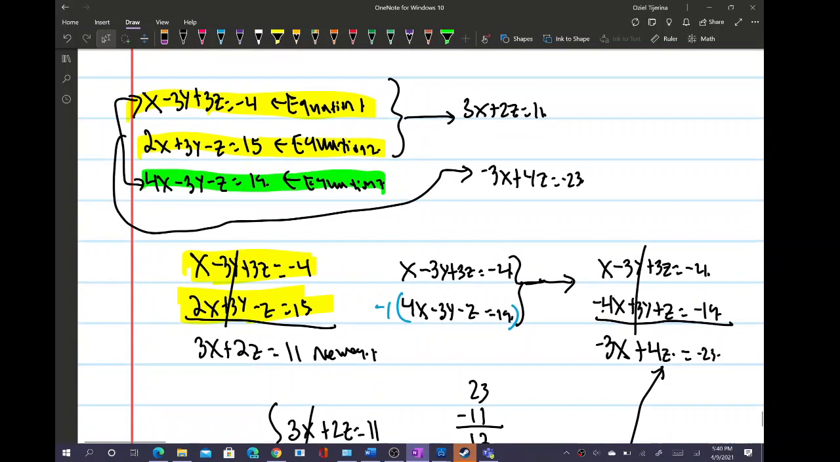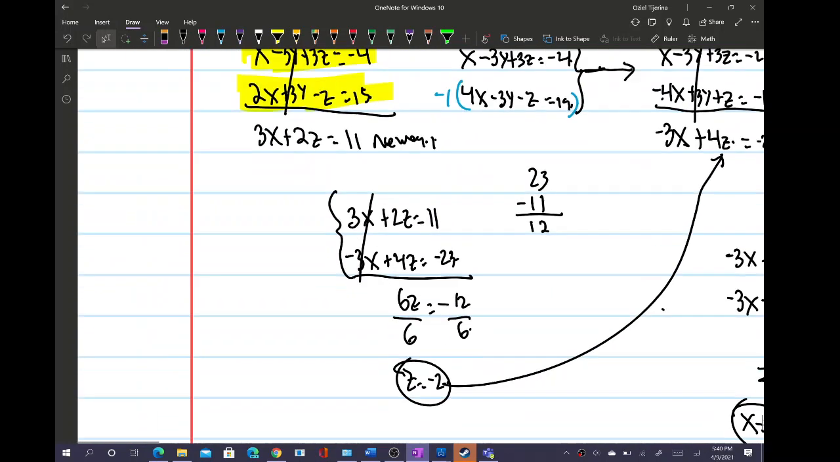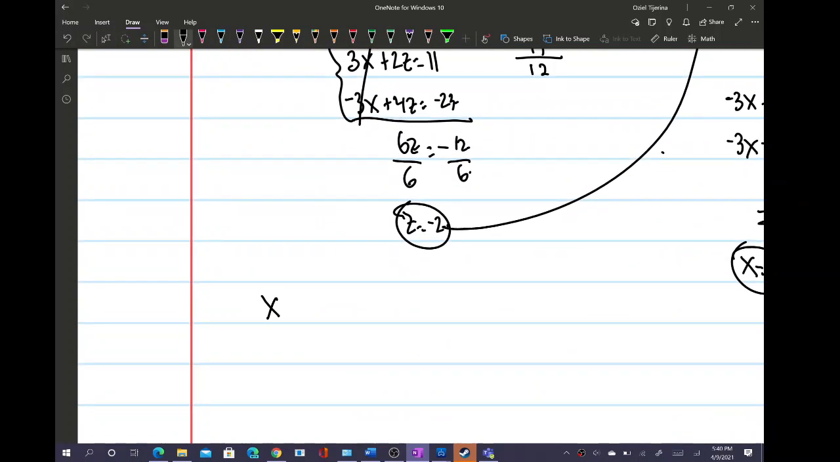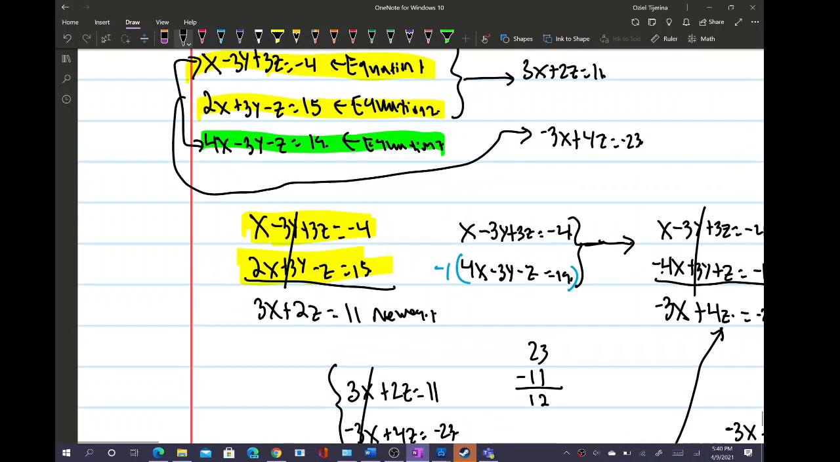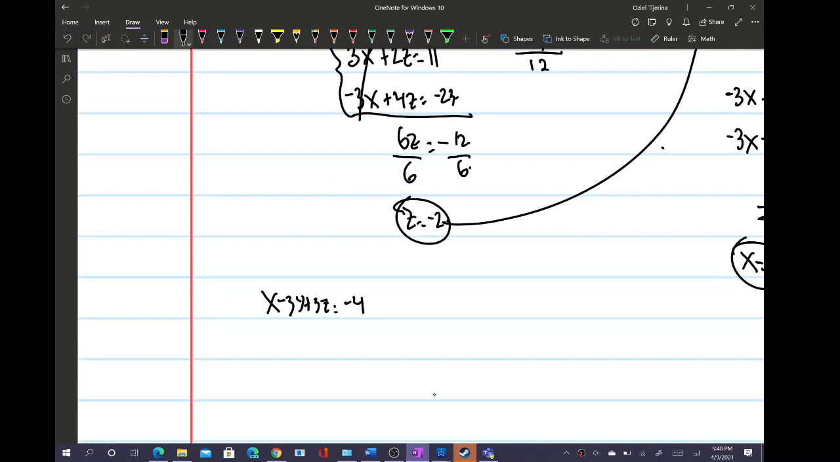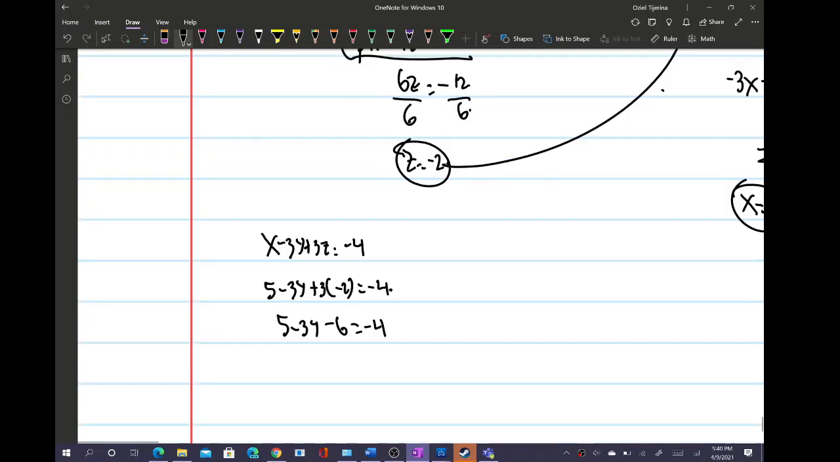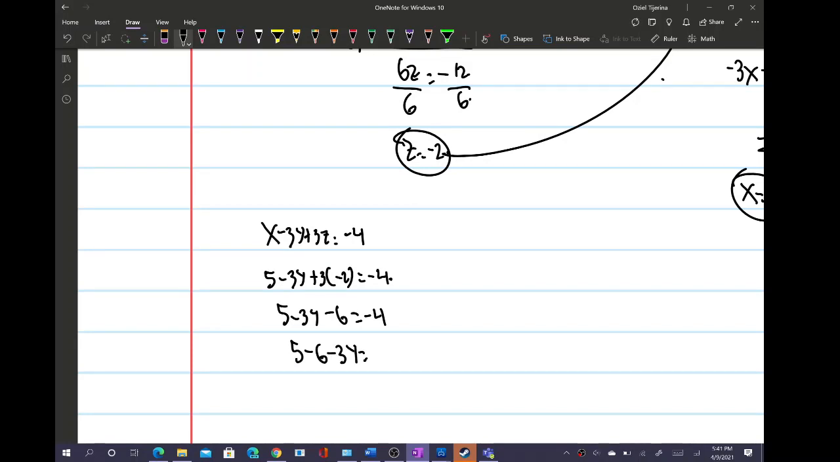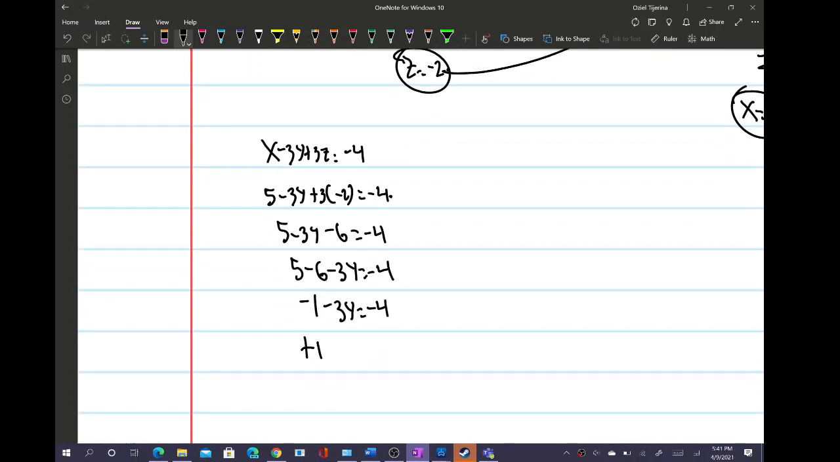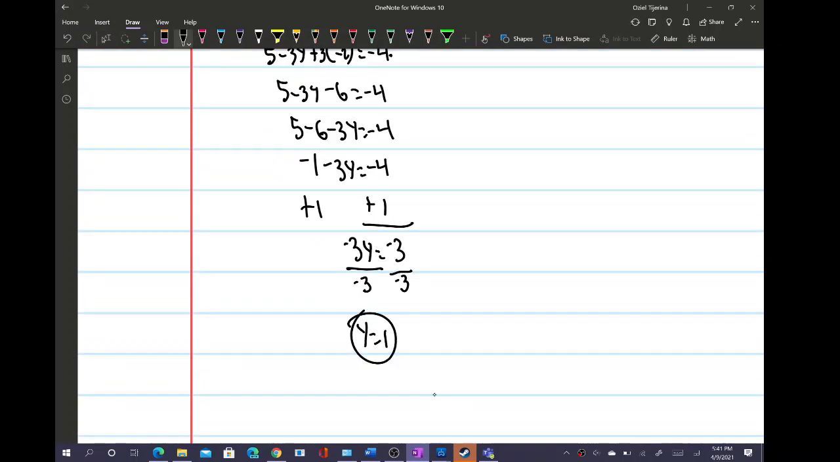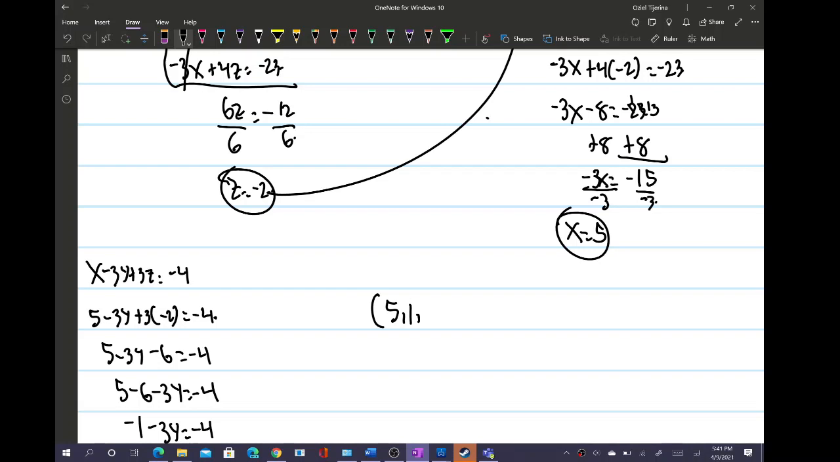And lastly, to find y, you just plug it into one of these equations. We have x minus 3y plus 3z equals negative 4, so it would be 5 minus 3y plus 3 times negative 2 equals negative 4. So you have 5 minus 3y minus 6 equals negative 4. Then negative 1 minus 3y equals negative 4. You add 1 to both sides, you get negative 3y equals negative 3. Then you divide by negative 3 on both sides, you get y equals 1. So your solution is 5, 1, negative 2.